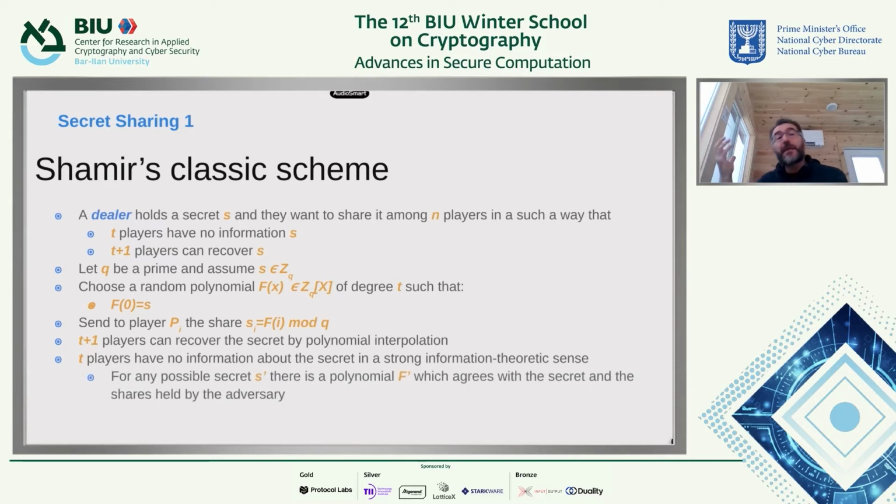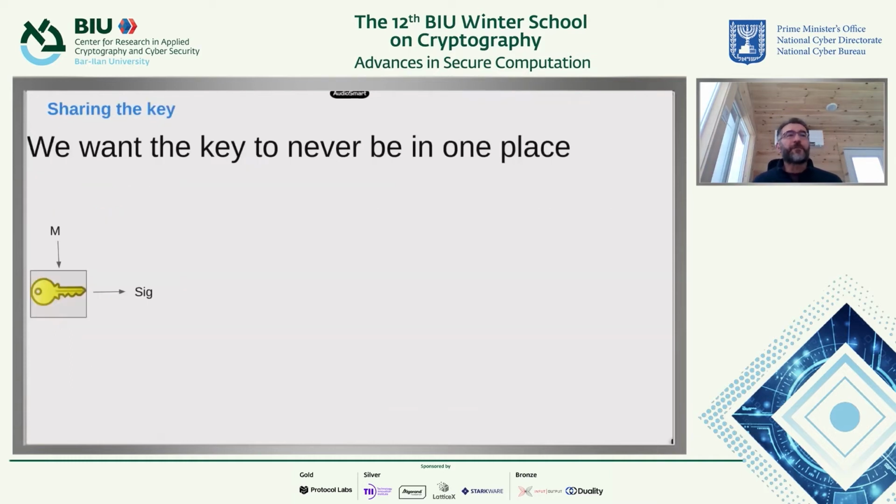Why? Because for any possible secret s prime, because the polynomial is random, there is always a polynomial which agrees with that particular secret and the shares held by the t players, by the adversary. So this is a classic result. So we can share the key, right? We take this key, we break it into pieces, and we give it to 5 servers.